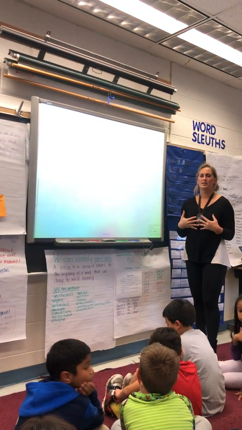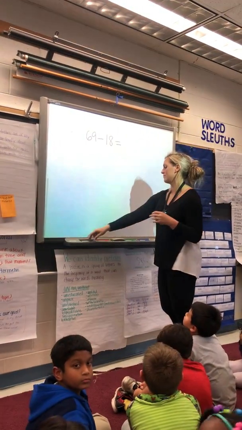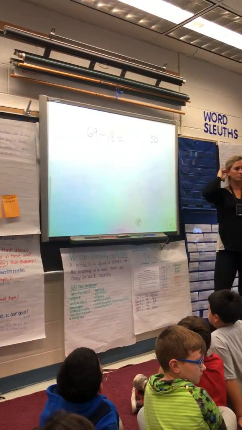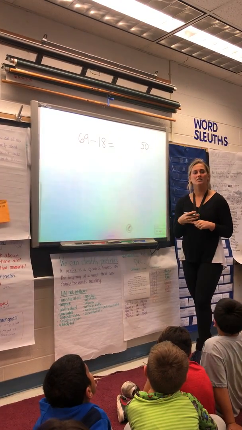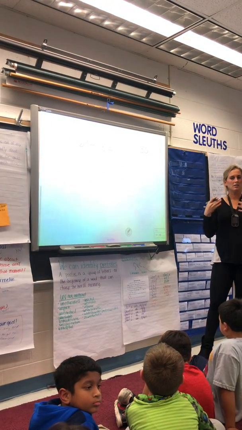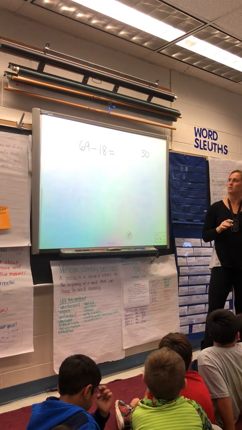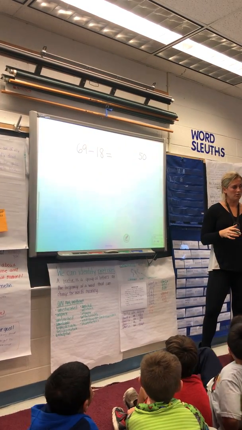Zara, what would be a good estimate for this problem? 50. Did anybody have a different thought? Caleb? 51. Okay, that's not really an estimate. We're looking for an estimate, so we want to use zeros usually. So 70 is your answer.